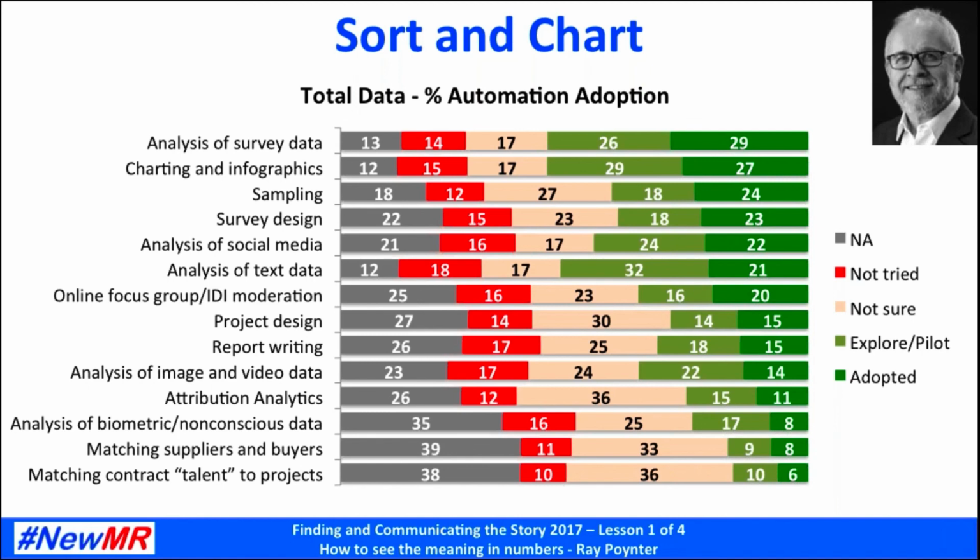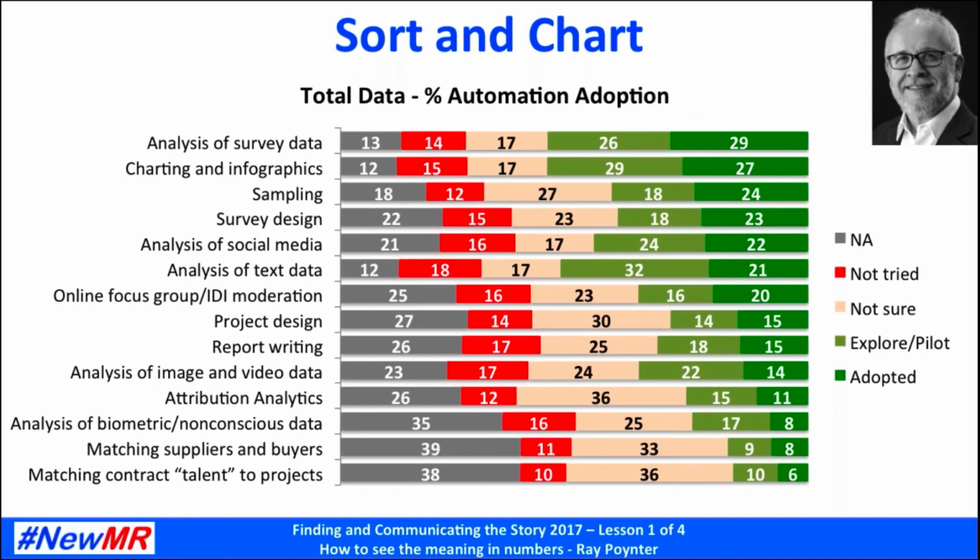key. Now, sorting is an interesting issue here because I could have sorted it by the gray bar. It's not applicable to my organization, and that would have highlighted slightly different things, because one of the things we can see is that at the bottom of the table, biometric and non-conscious data, matching suppliers and buyers, matching contract talent to projects, between 1/3 and 40% of people don't do this activity. So of course they're using automation less for this activity.